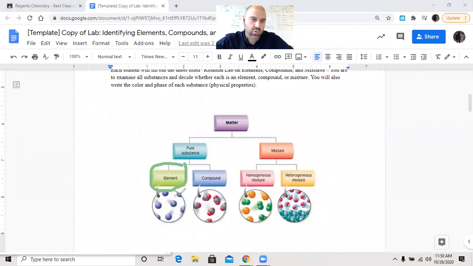An element: notice that there's just one little element in that little particle. Next one's a compound, like water. There's 2 H's and an O. That's 2 or more elements in fixed ratios. A homogeneous mixture, and then you have a heterogeneous mixture as well. So you should definitely be able to identify anything that I give you today in class, in lab.